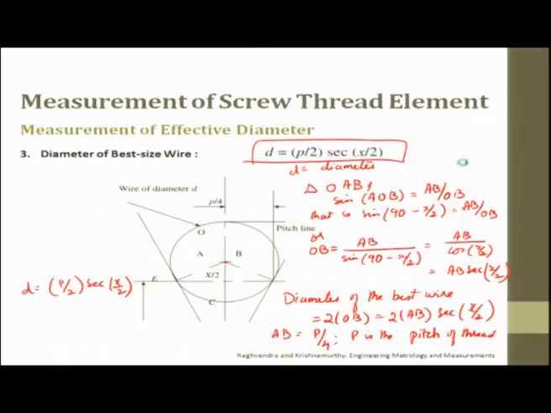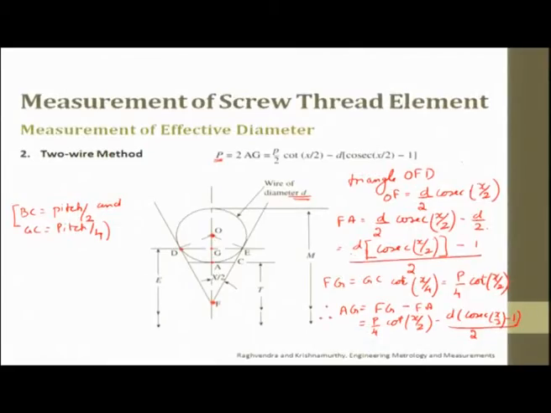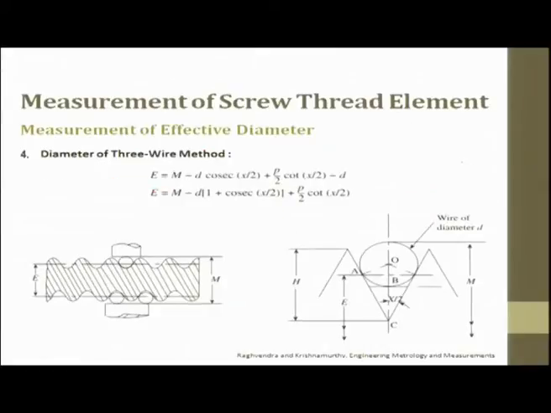So the best diameter wire is taken, and then we also try the 2-wire method for the pitch. Next is the 3-wire method. In the 3-wire method we have E, and this is your measured one. You have 2 wires on one side and 1 wire on the other side, and we measure it. If you want to calculate, E is nothing but M minus D, where D is the diameter of the wire, cosecant x by 2 plus P by 2 cot x by 2 minus D. You can derive this equation.